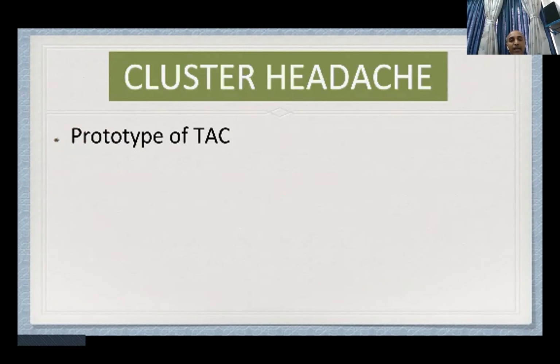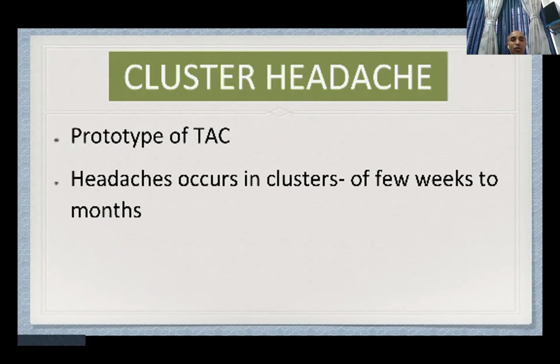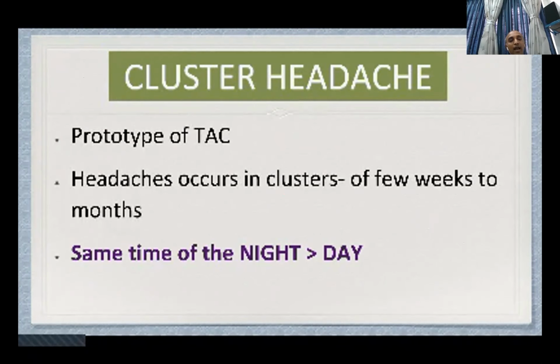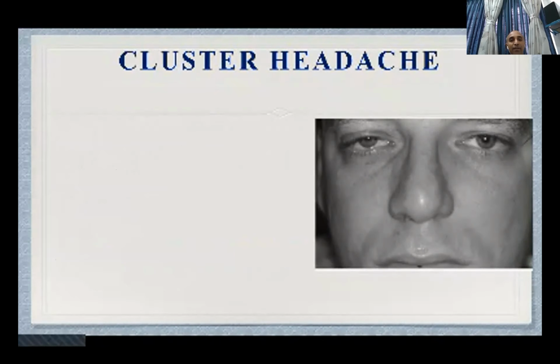Cluster headache is the prototype of trigeminal autonomic cephalgia. Here headaches tend to occur in clusters of a few weeks to even months. They will always occur at the same time of the night or the day, and night times are more common than day. And there is a circadian periodicity. It's like an alarm clock headache. The patient will always know when the headache is going to start every day.